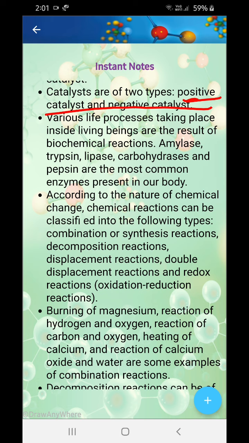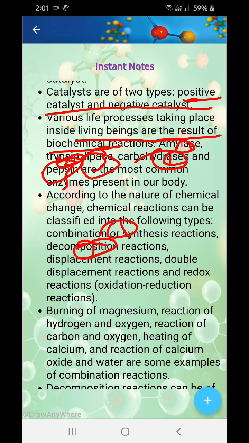You all know. Now various life processes take place inside living beings as a result of biochemical reactions. Amylase, trypsin are all enzymes. Lipase, carbohydrases, pepsin are the common enzymes present in our body. According to the nature of the chemical reaction, it can be classified into combination or synthesis reaction, decomposition reaction, displacement reaction, double displacement reaction, and redox reaction.